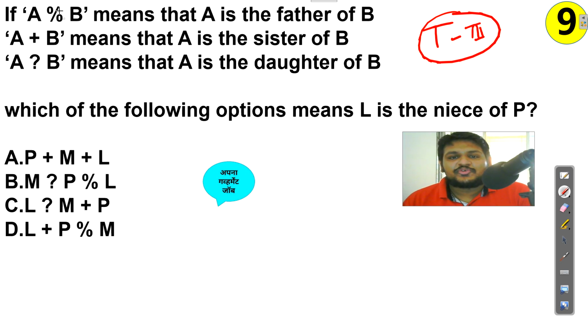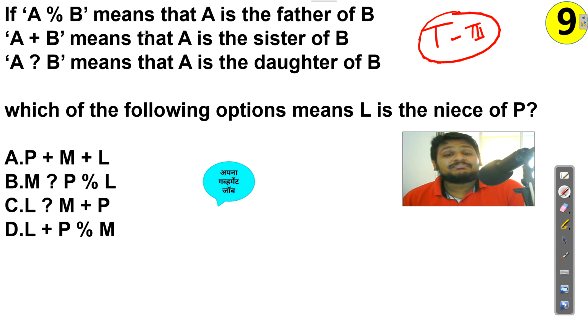What you have to do, basically, is they give you some symbols, any symbols, and the meanings. Like here, A percentage B means A is the father of B, A plus B means A is the sister of B, A question mark B means A is the daughter of B. And you need to find whether L is the niece of P. Now one approach is to directly check one by one, but definitely it will consume a little time. So for that, there is one thing. Just remember this now.